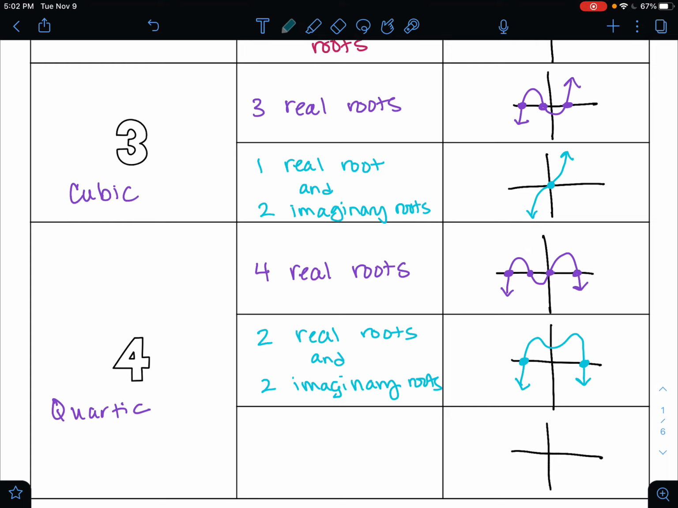And then the third thing that could happen is that you could have 4 imaginary solutions. So 4 imaginary roots. And that would be when you split them up into 2 pairs of 2, right? So that might look something like this, where it never crosses the x-axis, nor will it ever.